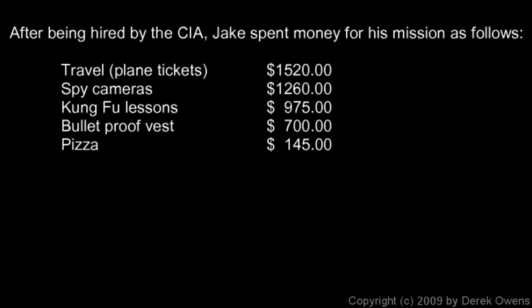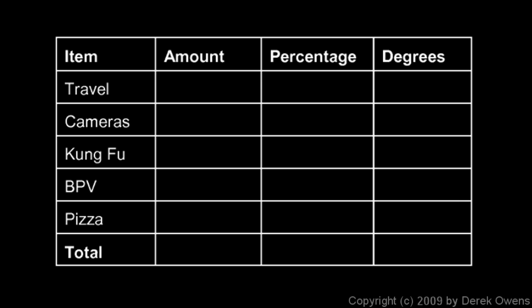Before we arrange the data on the pie chart, we need to figure out how big to make each sector of the circle. So we set up a table something like this. Now I'm going to list all the different amounts of money that he spent on those different items, or categories, in this column right here. So I'm just going to put the numbers in from the problem.